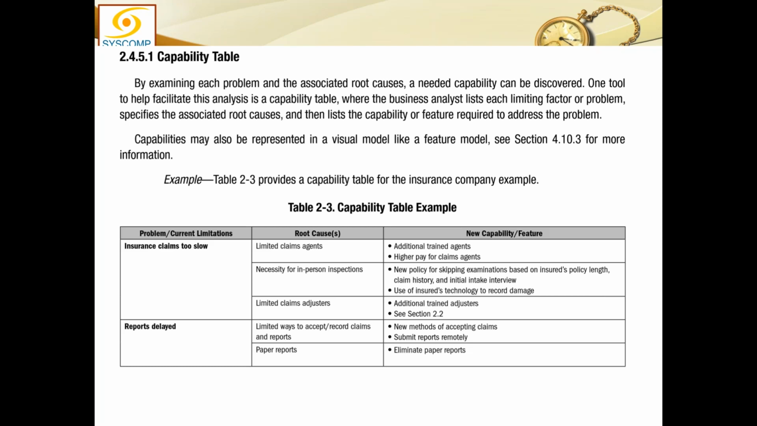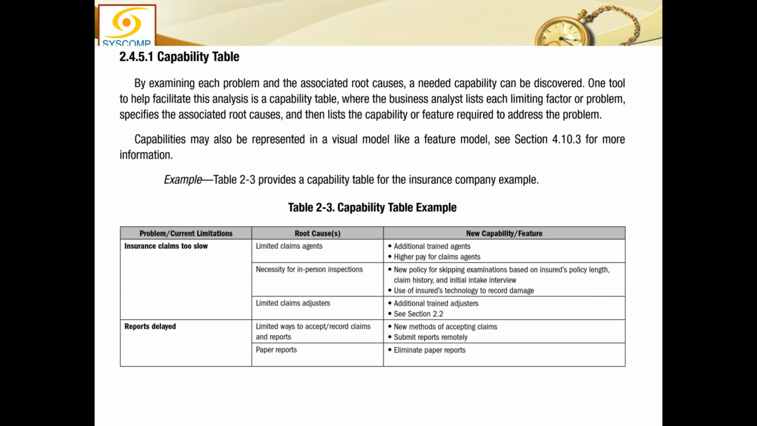Means that you have to fulfill this requirement, then this problem will be resolved. At least limited claim agents will be resolved. Or you can have higher pay for claims agents, because we are not sufficiently paying them. Maybe that is the cause of their not working properly.